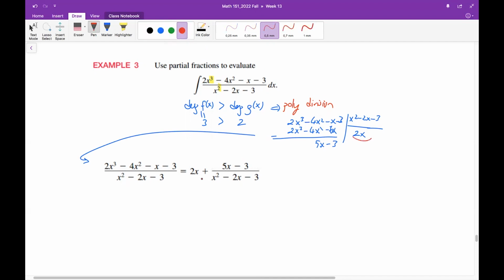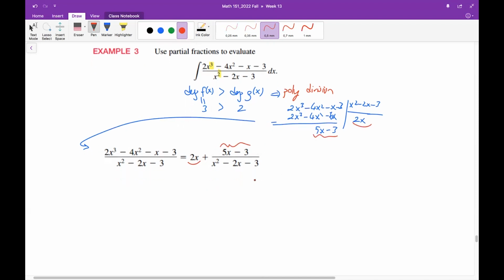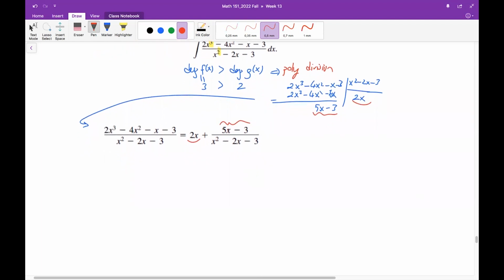Okay, this is the result. Then the remainder comes here, divided by this same polynomial. Okay, now if you check the degrees, degree of the numerator is less than the degree of the denominator. Okay, degree is 1 and the degree of the denominator is 2. This is less than. Then you can start applying partial fractions method.